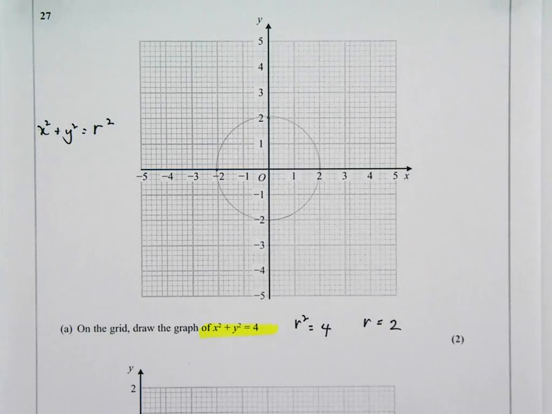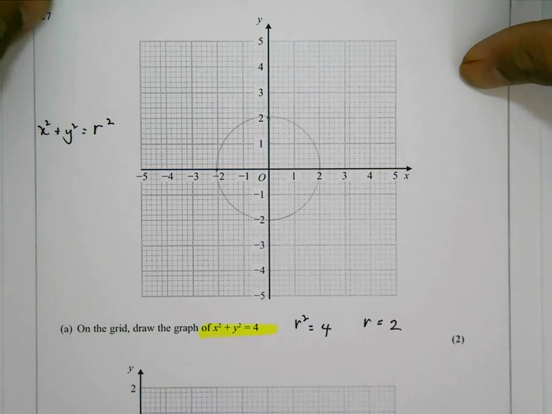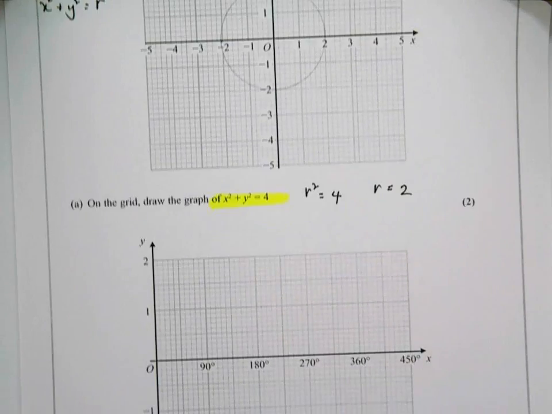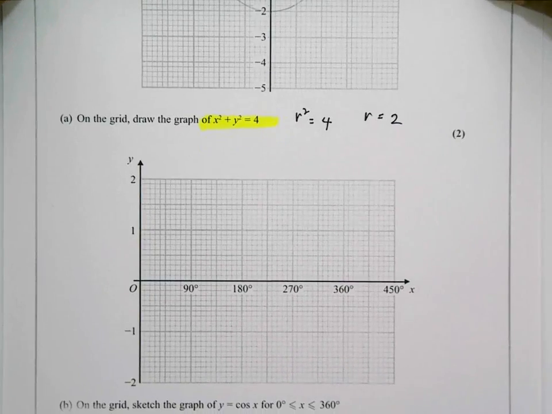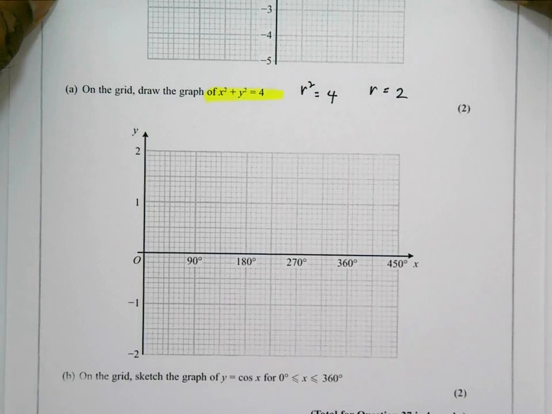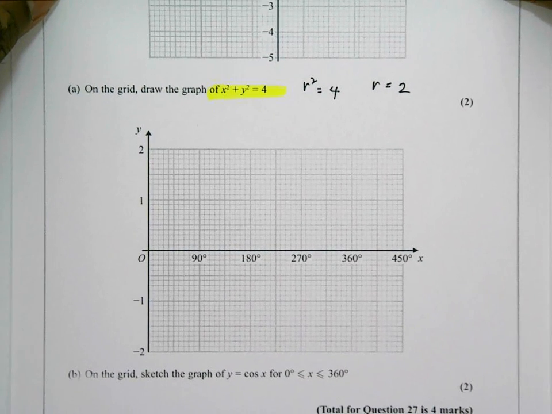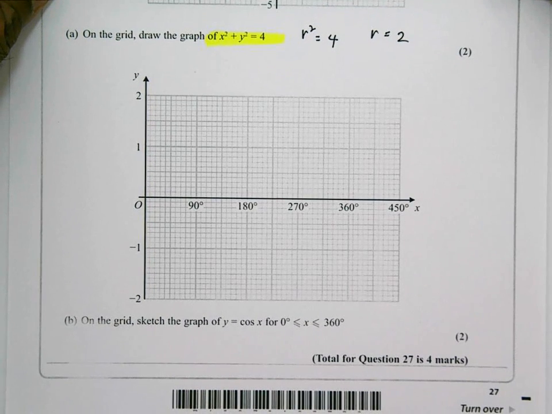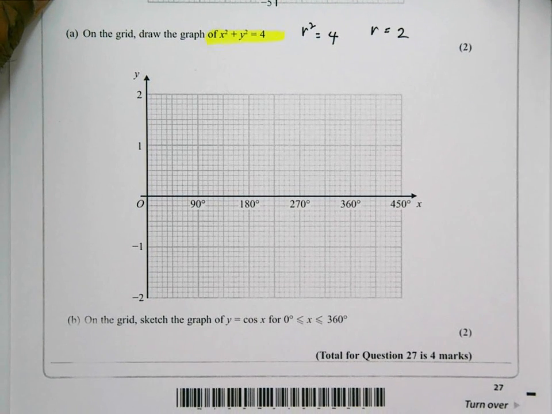So that's pretty straightforward, and that'll get me the 2 marks. You could have done it freehand, but you have to make sure it goes through 2 on each of the axes. So +2 and -2 on the x axis, and +2 and -2 on the y axis. Okay, going forward to part B.